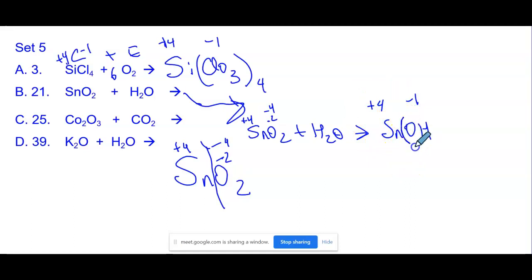Then I have to crisscross and reduce, so I have to put the parentheses around OH and bring my 4 down. I don't know how far behind what I'm saying is coming. Do you see that now?